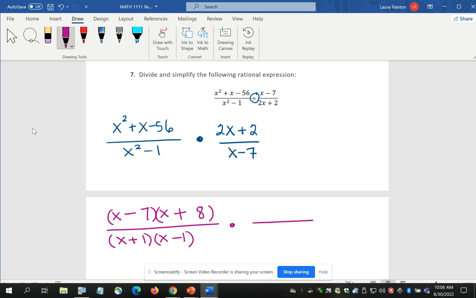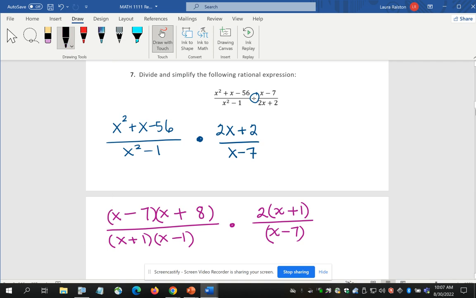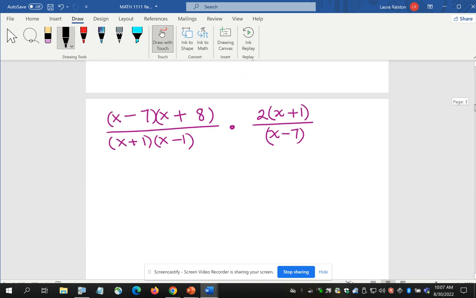times, in 2x plus 2 has a common factor of 2, so I factor it out. And x minus 7 does not factor any further than it already is. So I have everything factored. It's like you got to be a factoring maniac. Okay, then we come back and we look to see, do we have anything in common? And I always say it's kind of like the bow tie, because you're going to look diagonally.